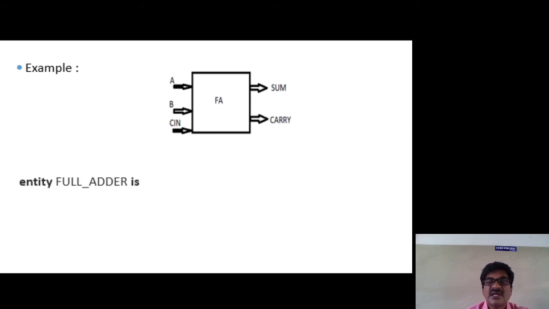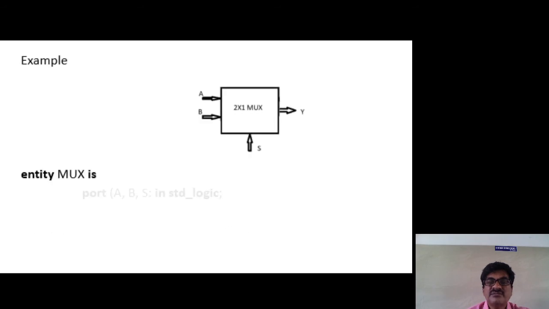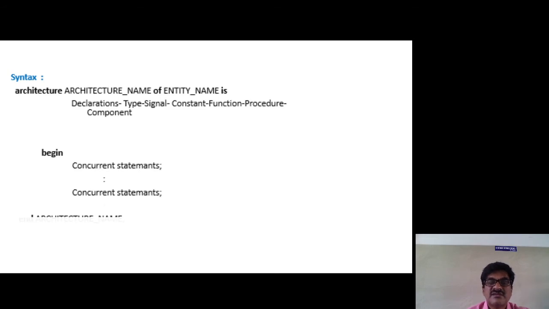Then coming to the architecture body. Coming to architecture, let us first see the syntax for the architecture. It starts with the word architecture, followed by the architecture name, then the entity name. So to which entity this architecture is related, that entity name you need to mention. This is the first line.